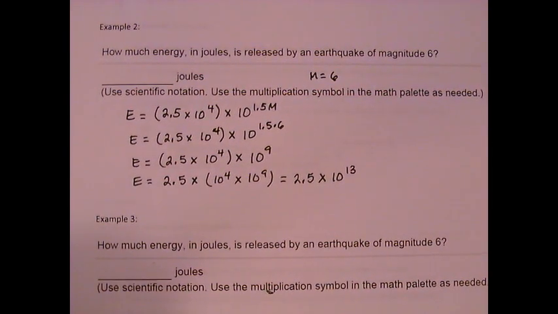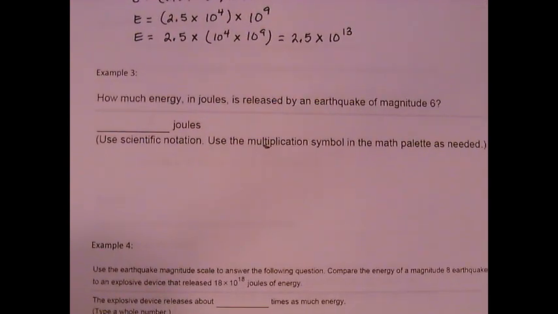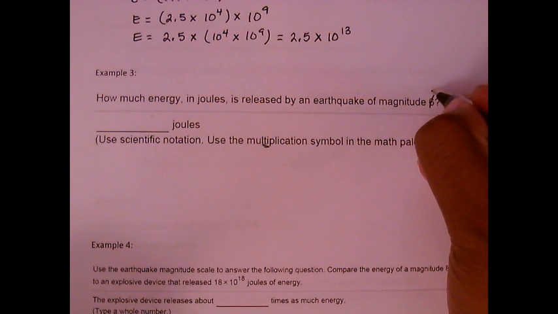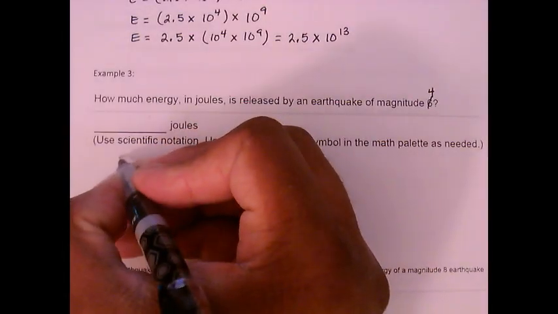Alright, let's take a look at example 3. This is similar to example 2. I'm just going to change the 6 to a 4. Here we're going to find out how much energy in joules is released by an earthquake with a magnitude of 4, not 6. Okay, because that's similar to example 2, so I'm going to use that same formula.